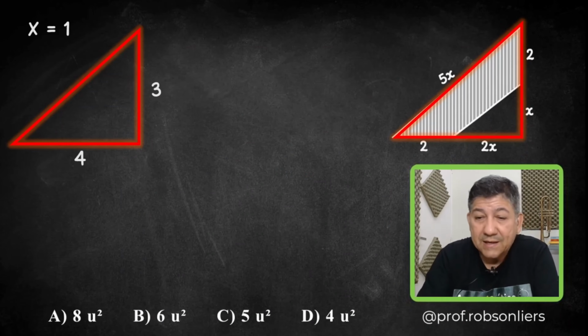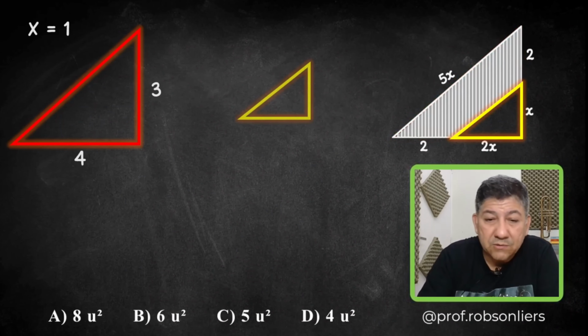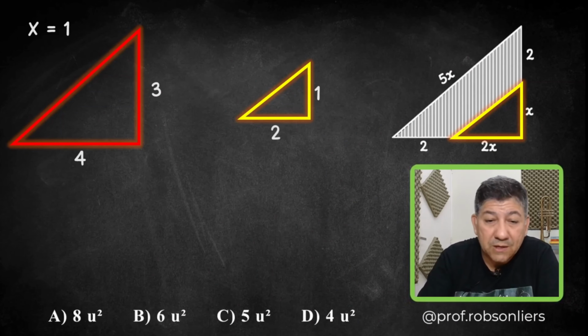Now let's look here at this smaller triangle, which I marked in yellow. Placing the triangle here, look, the base of this triangle is 2x and the height is x. Since x equals 1, look, the height will be 1. And the base is 2x, since x equals 1, 2 times 1 is equal to 2. We have the base and the height of both triangles.